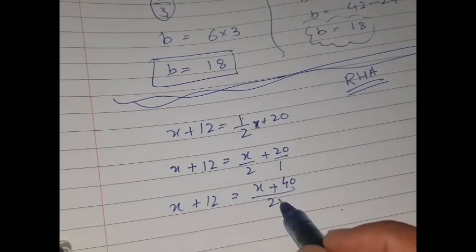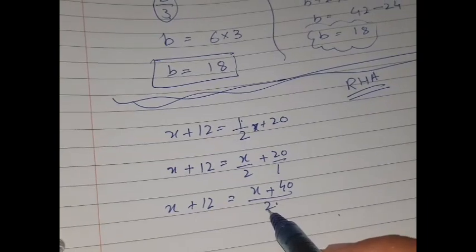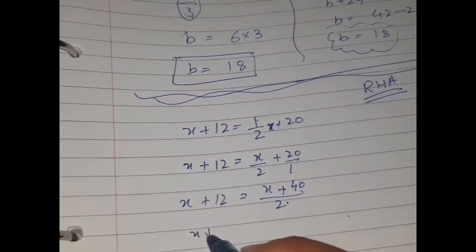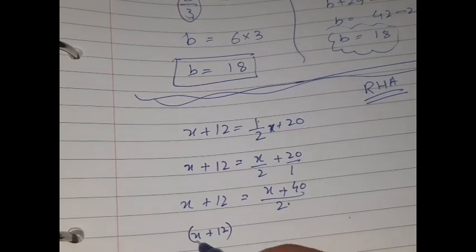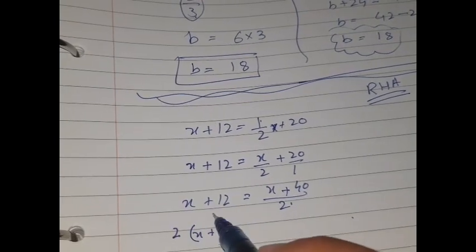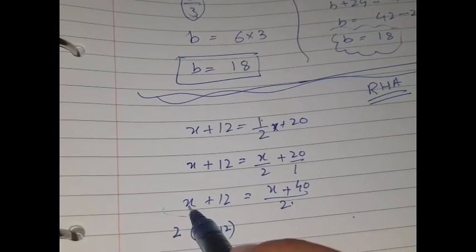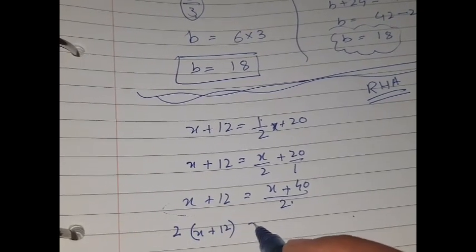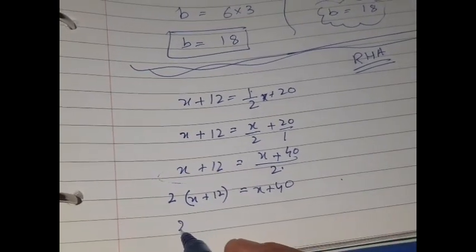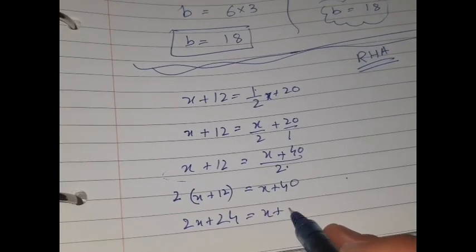Now I'm going to move this 2 from this side to the other side. Why? Because this 2 is getting divided here. If I move it to the other side, it will become multiplication. So x plus 12 is getting multiplied by 2. When I move this constant to the other side, remember that it is getting multiplied with the whole value, not with only x. So I put the bracket around. x plus 40 remains as it is. 2 times x makes 2x, plus 2 times 12 makes 24, is equal to x plus 40.